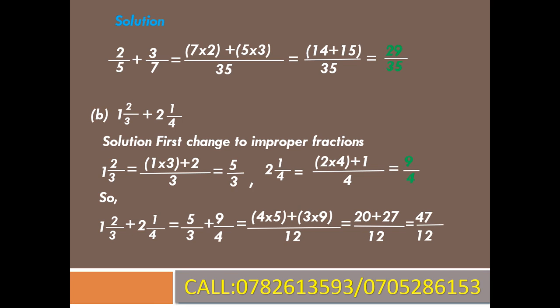Since this is an improper fraction, you can go ahead and express it as a mixed fraction as 3 whole numbers, 11 out of 12. Now that takes us to example 3. 5 out of 6 minus 3 out of 4.